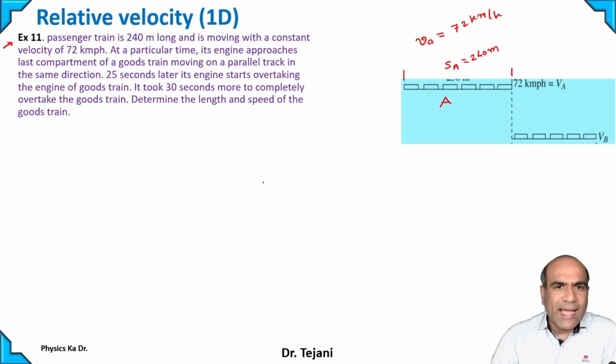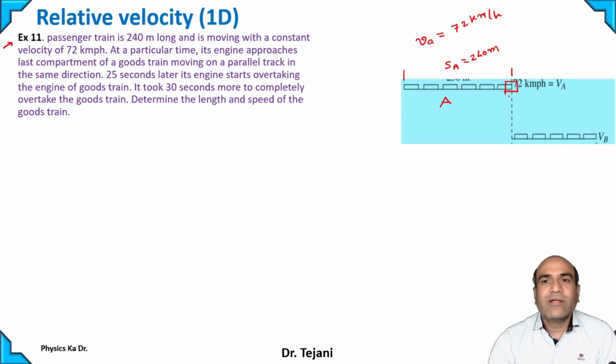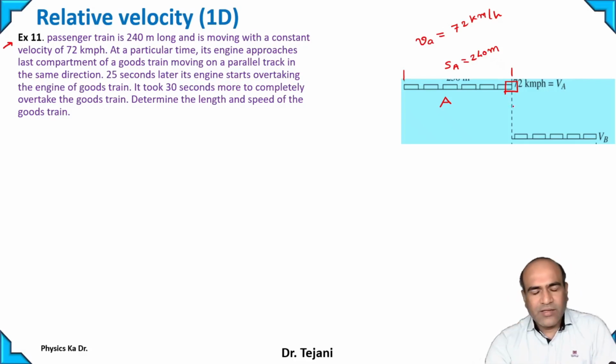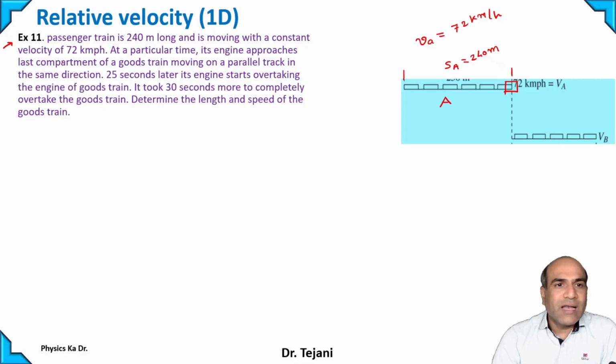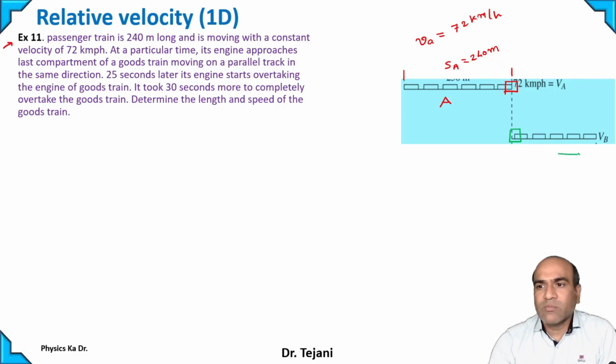At a particular time, its engine, say this is the engine of train 1, or you can say train A, approaches the last compartment of a goods train. Let's change the color. So this is the B train, and this is the last compartment of the goods train, moving on the parallel track in the same direction. So both are moving in the same direction.